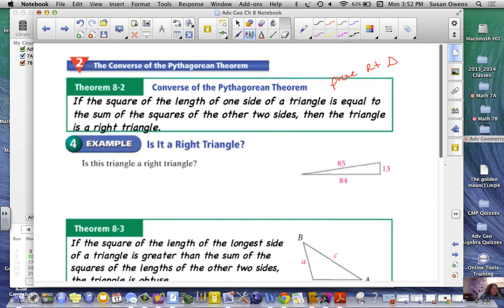So I'll give you an example. Is this a right triangle? My question is, is 13 squared, taking the smaller sides, plus 84 squared equal to 85 squared? So 13 squared plus 84 squared gives me 7,225. And then 85 squared gives me 7,225. Check, right triangle.